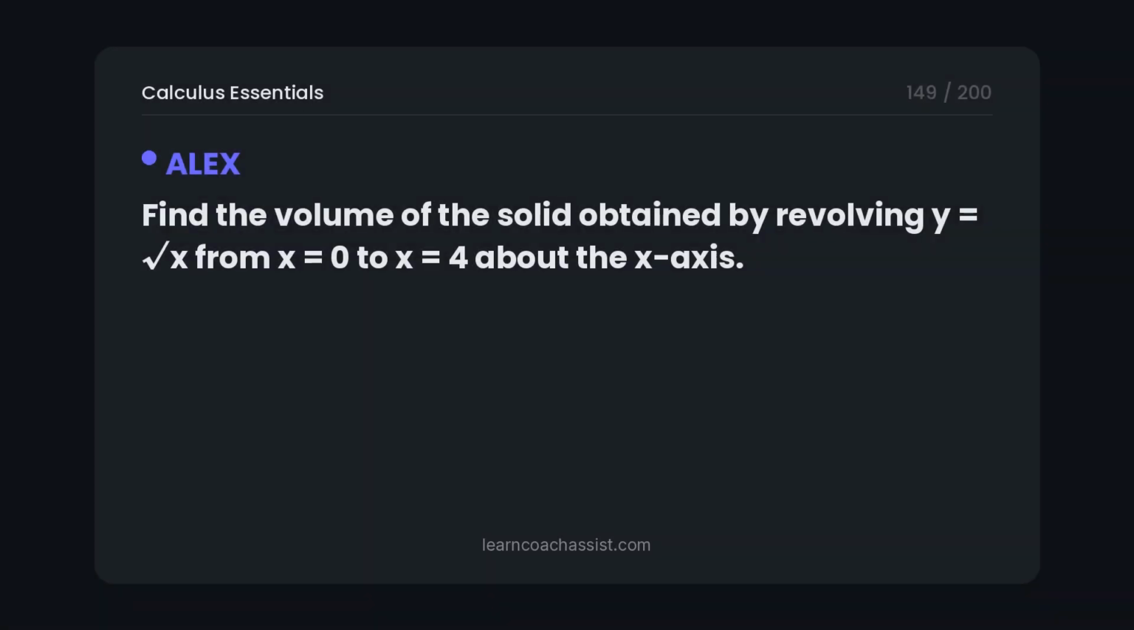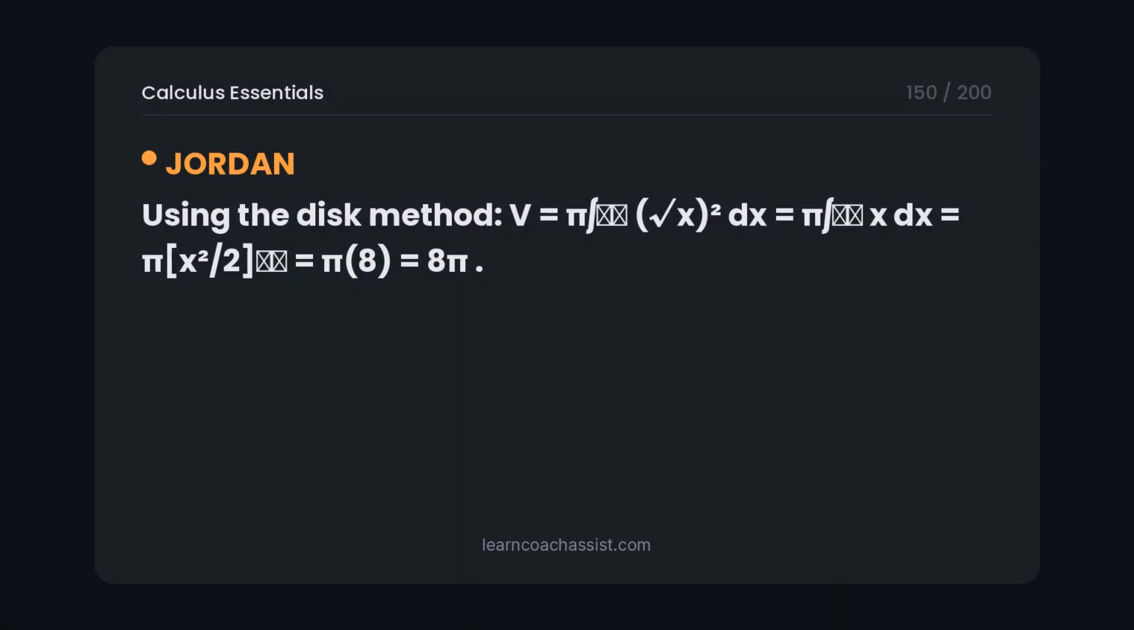Find the volume of the solid obtained by revolving y = √x from x = 0 to x = 4 about the x-axis. Using the disk method, V = π∫₀⁴ (√x)² dx = π∫₀⁴ x dx = π[x²/2] from 0 to 4 = π(8) = 8π.